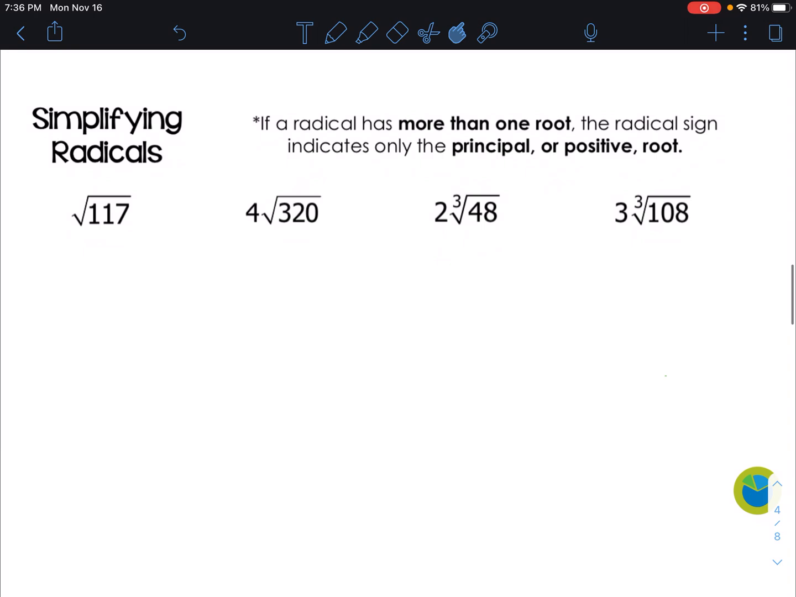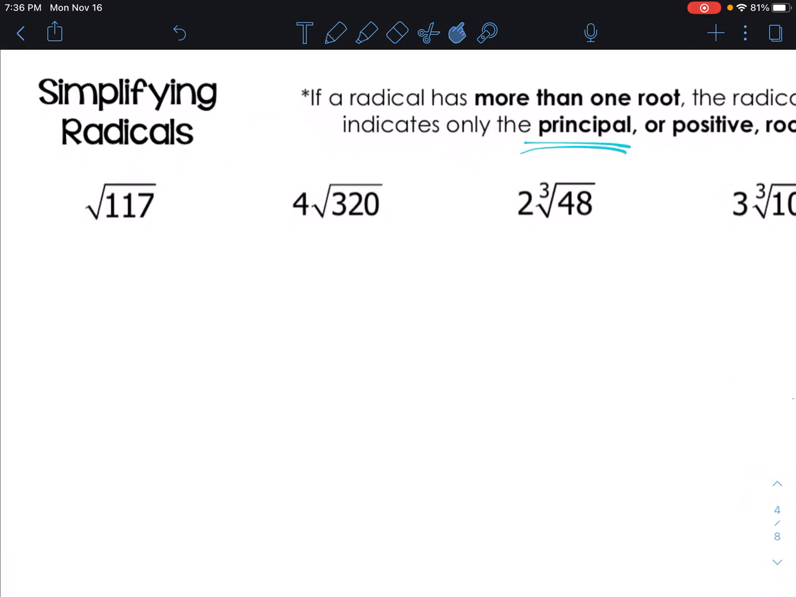All right, so how do we simplify radicals? First of all, when we are simplifying, you only need to write the principal root, which is really the positive root. You don't need to write plus or minus when you're doing this. If they say write all the roots, then you should do plus or minus. Okay, so let's try this.